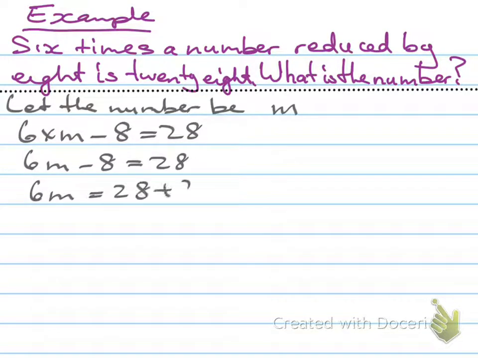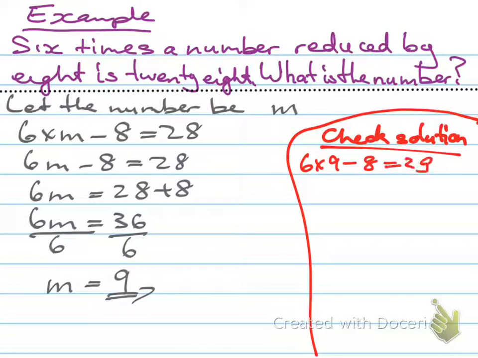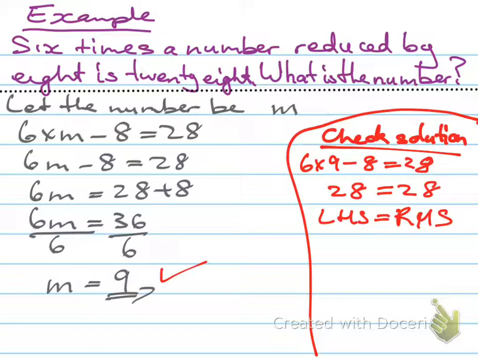Can you see that? So we've come up with the equation and we use our skills of solving equations, and m is equal to 9. So the number is 9. We check: 6 times 9 reduced by 8, will it give us 28? The left hand side has to be equal to the right hand side. And you can see the left hand side is equal to the right hand side, which means the answer is correct. Moving on.